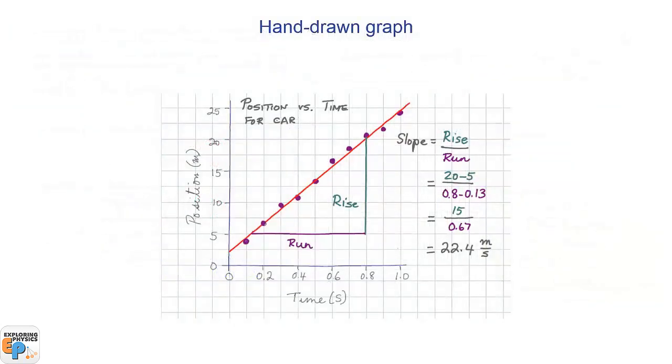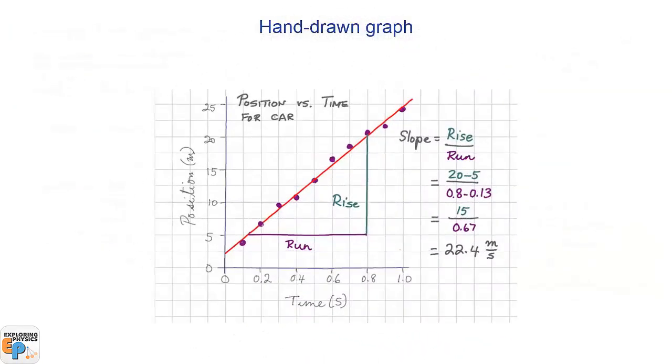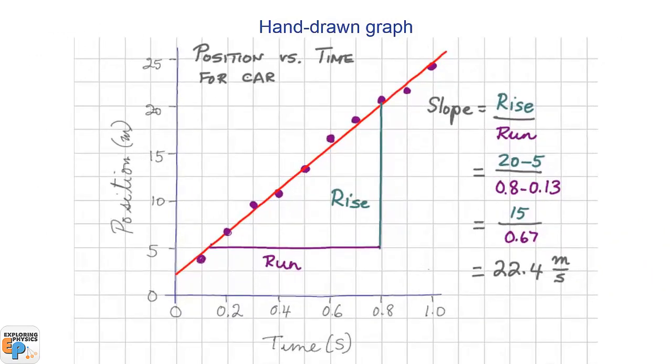If you draw a hand-drawn graph, this is what your graph might look like. You would go about calculating the slope in exactly the same way as was shown in the computer-drawn graphs.